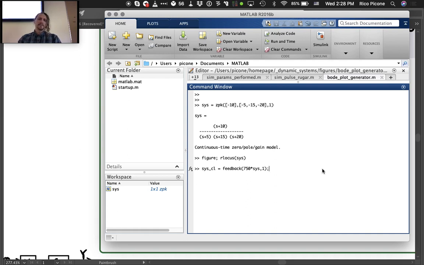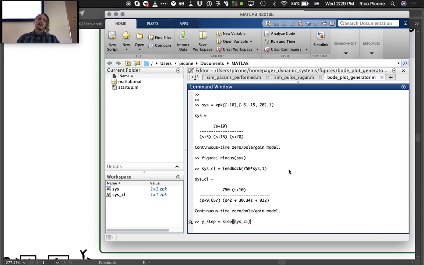Unity feedback. So there's my closed loop transfer function, and let's do a step response. Let's do y step equals step of sys closed loop. Okay, and then let's look at the step info. So y step info equals stepinfo of y step.